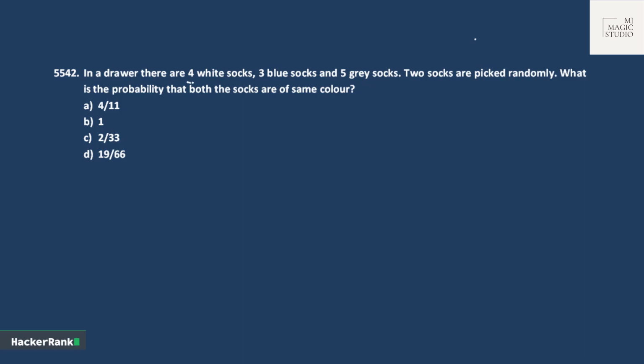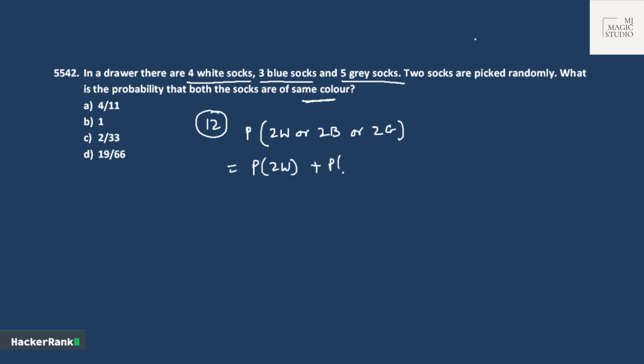In a drawer, there are 4 white socks, 3 blue socks and 5 grey socks. 5, 3, 8 and 4 is 12, so we have 12 in total. 2 socks are picked randomly. What is the probability that both the socks are of the same color? That means either both white, or both blue, or both grey. So this would be the probability of both white plus the probability of both blue plus the probability of both grey.